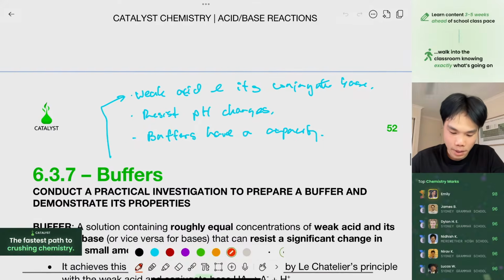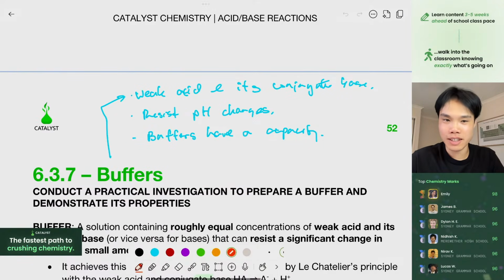As we've said, a buffer is a weak acid and its conjugate base. Can it be a weak base and its conjugate acid? Yes or no? Yes, absolutely you can. So it can be either way. You can have a weak acid and conjugate weak base, or you can have a weak base and conjugate weak acid. Either way, you can form a buffer.